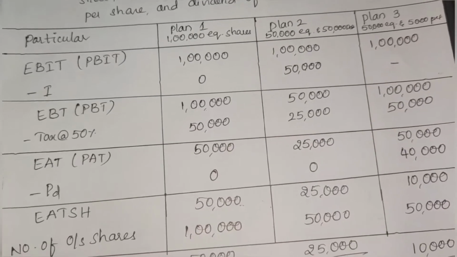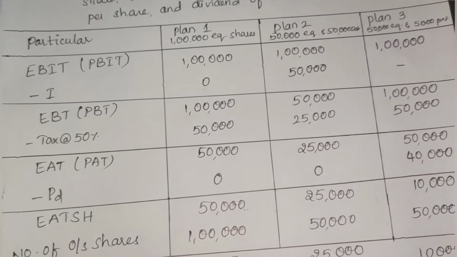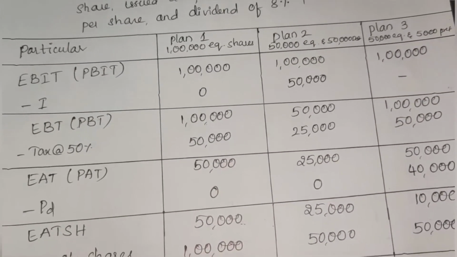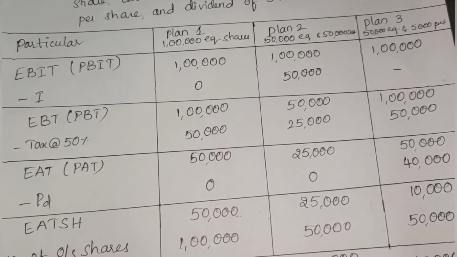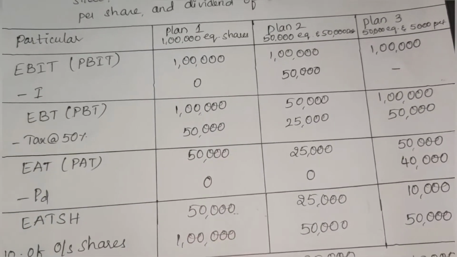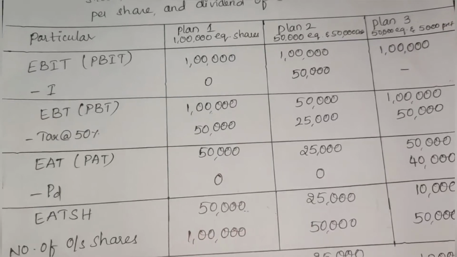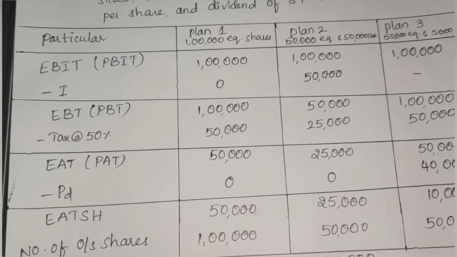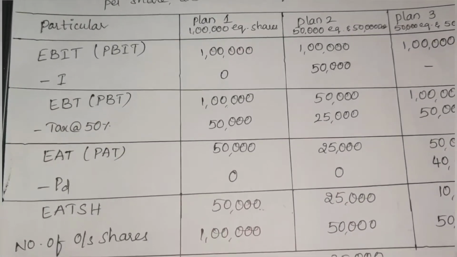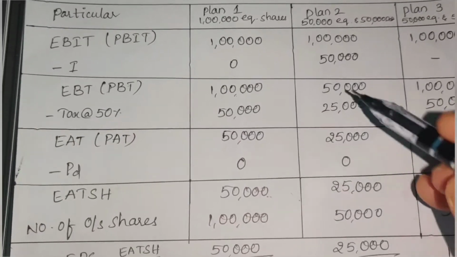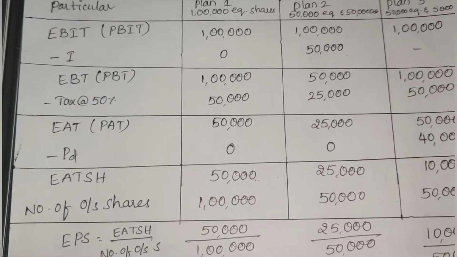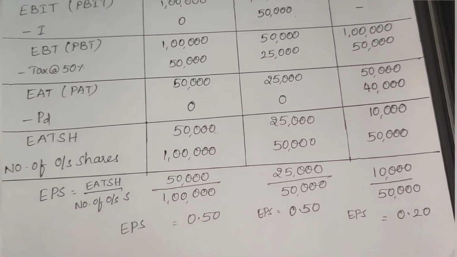Interest: the first one is all equity, so 0. And the third one is preference and equity, so there is no interest. In the second plan, 5 lakhs at the rate of 10% debentures. So 10% on 5 lakhs is 50,000. So we have considered interest of 50,000, and we have deducted that interest.